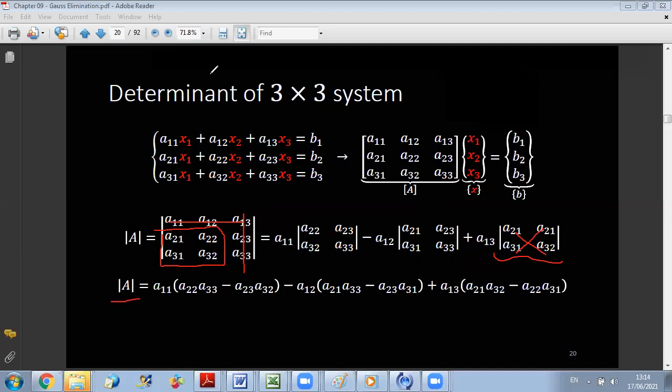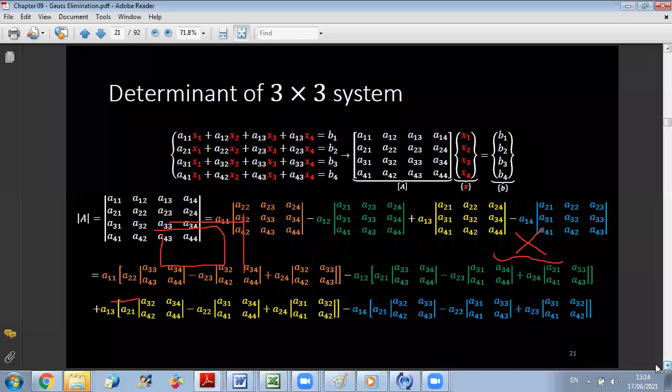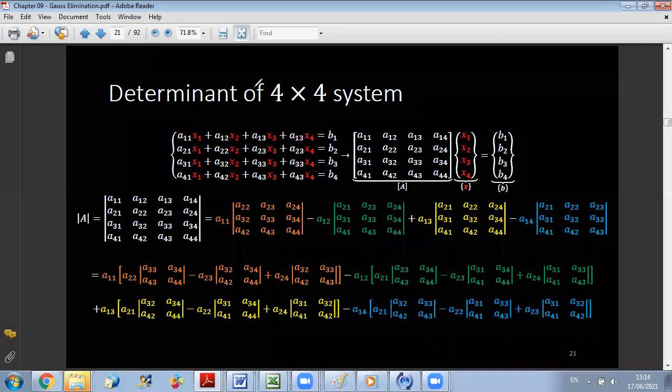And if I move to a larger system, it will take a lot of time to compute. Because imagine you have a 4x4 system. I will follow exactly the same procedure. The procedure is not hard. It's a simple procedure, but it will be very long.